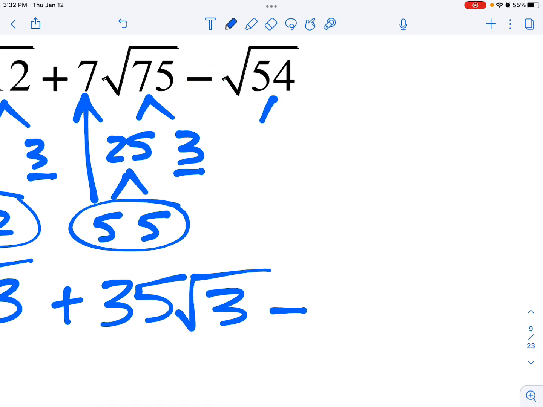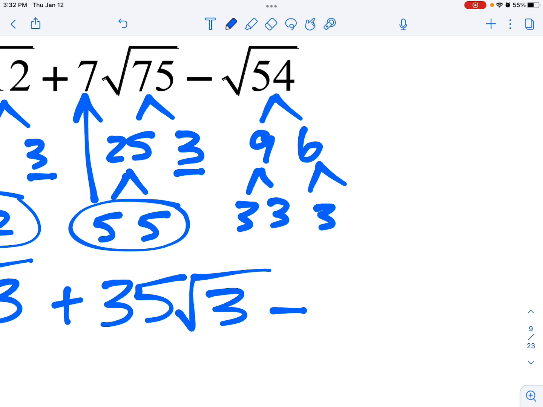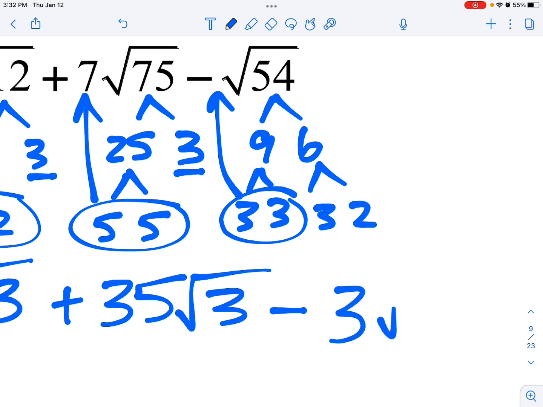Let's break down the 54 now. 54 is 9 and 6. 9 is 3 and 3, and 6 is 3 and 2. Found a group of 2. That gets out. So I have a 3 in front. Square root of this number and this number did not get circled. Neither of these guys have partners to break out of jail with, so 3 times 2 is 6.